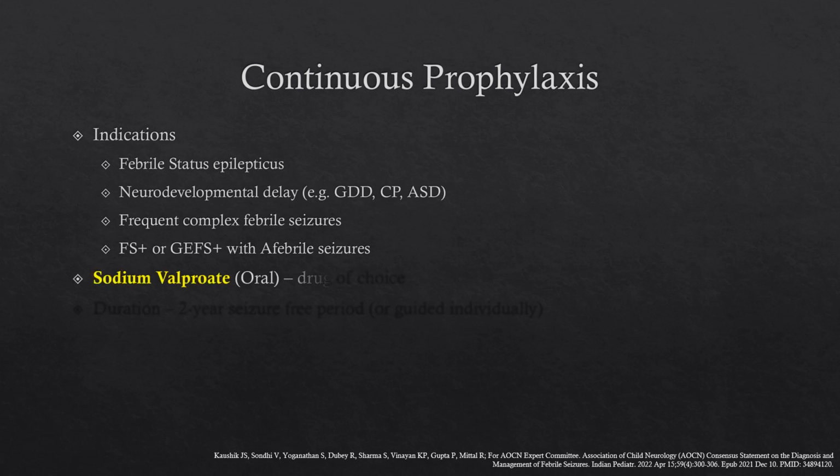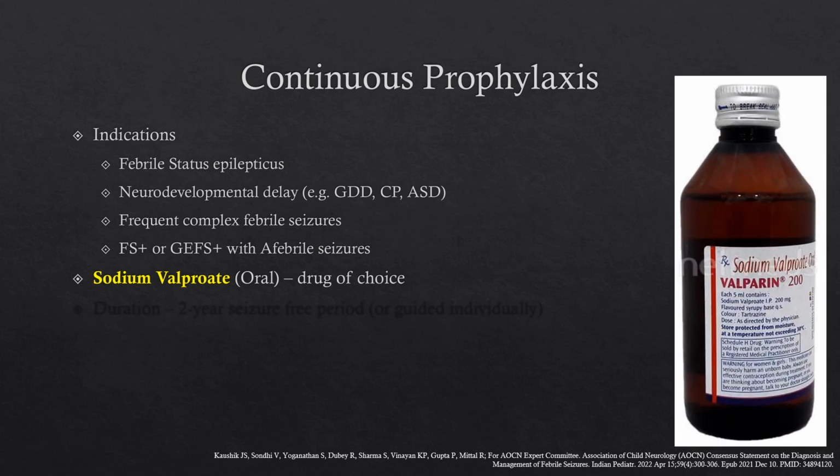So what is the drug of choice? The drug of choice is sodium valproate. So this is an example of a preparation. Each 5 ml of sodium valproate solution contains 200 milligram of the drug, and the duration, how long you will give, is till the child is 2 years seizure free. That means if the child after starting valproate becomes seizure free for 2 continuous years, then you will start tapering or stopping the drug, or it has to be guided individually. There is no rule of thumb.